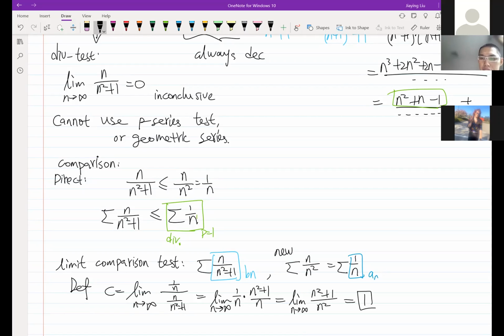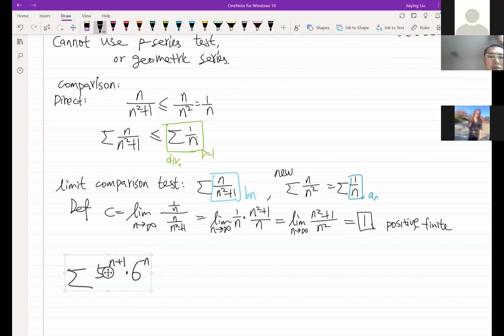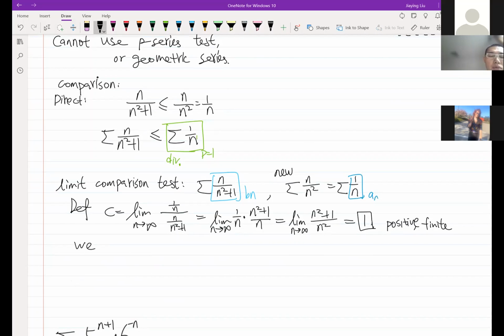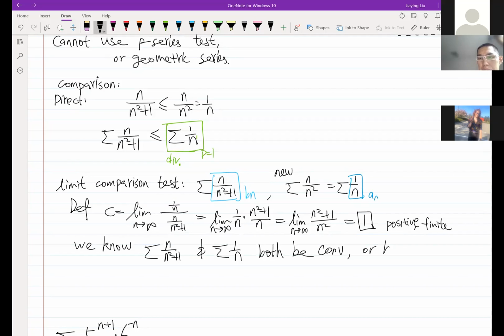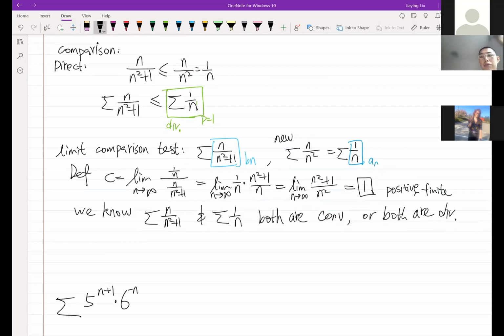So this tells us the C value is positive and it's finite. That's a good thing, right? We want it to be positive and finite, because when it's positive and finite, as with C equals 1, we know that both series, the one with a_n and the one with b_n, this n over n squared plus 1 and the new one, 1 over n, will behave the same way. They will both be convergent, or both be divergent. We just don't know which one it is yet. So that's a good thing, one step closer.